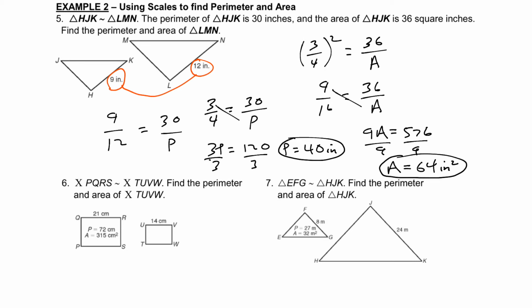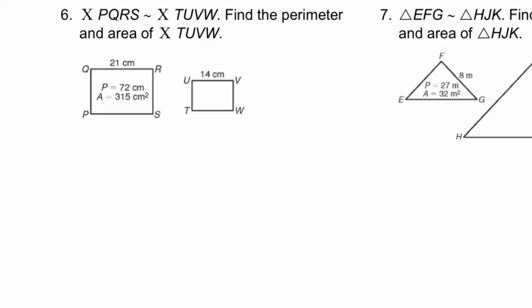So by using our scale factor set up as the ratio of our corresponding sides, we were able to figure out the perimeter of the large triangle and also the area of the large triangle. Let's move on to number 6. In number 6, we're given that we have 2 rectangles that are similar, and then we're going to do the same process. We got to find the perimeter and area of, at this time, the small rectangle.